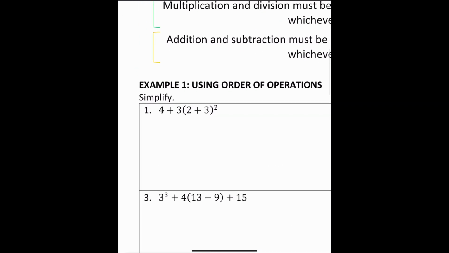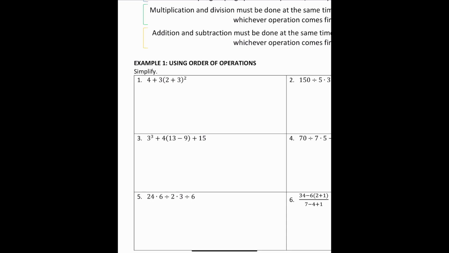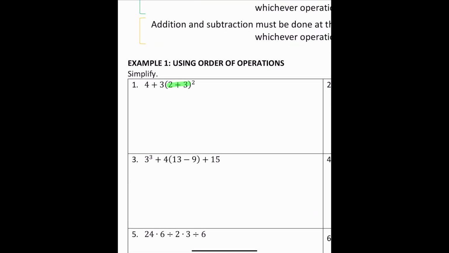All right, so let's work with number 1. We have 4 plus 3 times the sum of 2 plus 3 quantity squared. The first thing that we have to do is handle the parentheses. So I see 2 plus 3. So let's rewrite this as 4 plus 3 times 5 quantity squared.